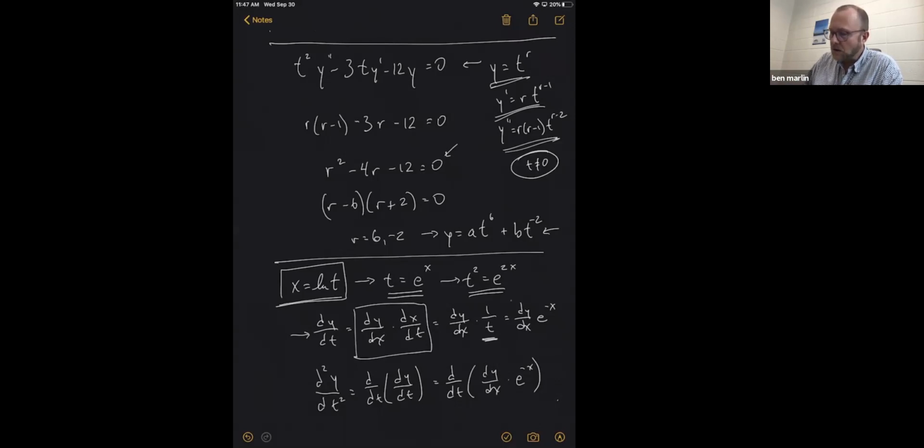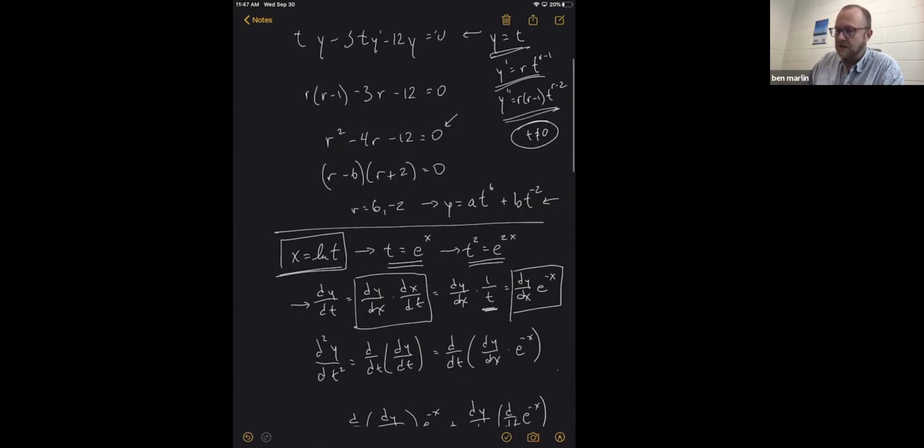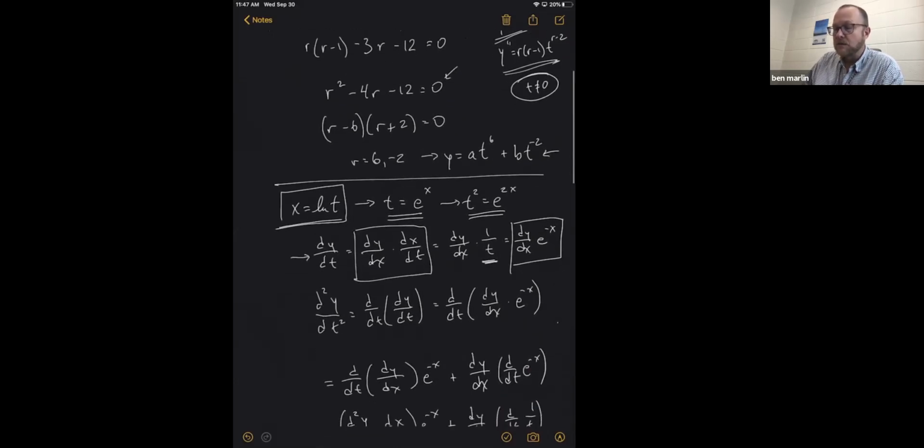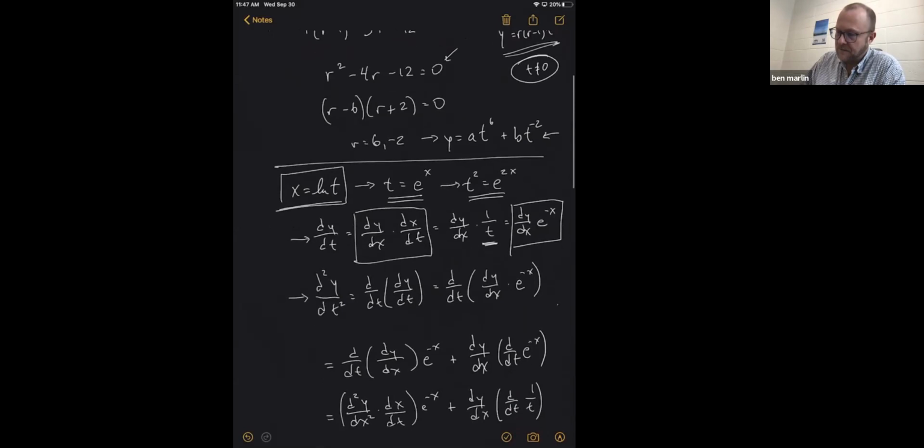But we want our final solution not to have any t's in it. It needs to just have x's. So that's why we get this dy/dx e to the minus x, okay? Now, I said that was the hard part and I lied, because in the next step we do the really hard part, which is getting the second derivative, the thing that we've labeled y double prime above.